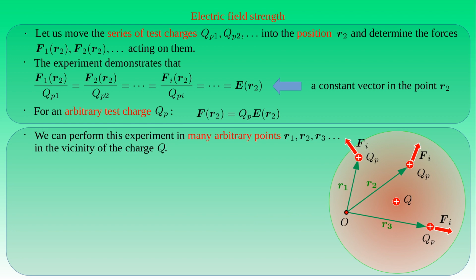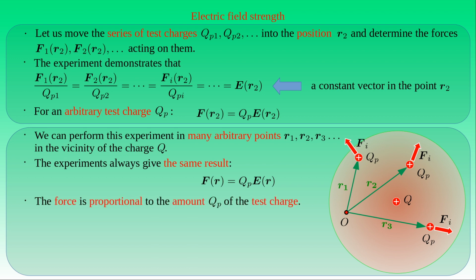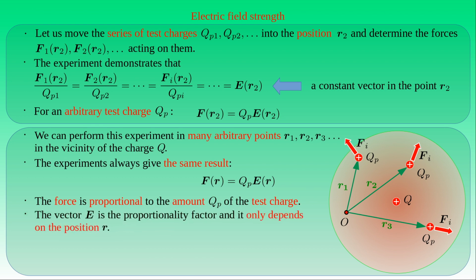In general, the force F acting on a test charge Qp at the point defined by the position vector r is always equal to Qp times the vector E determined at the position of the test charge. That is, the electrostatic force is proportional to the amount of the charge Qp, where the proportionality factor is the vector E. We also see that the proportionality factor E only depends on the position r.